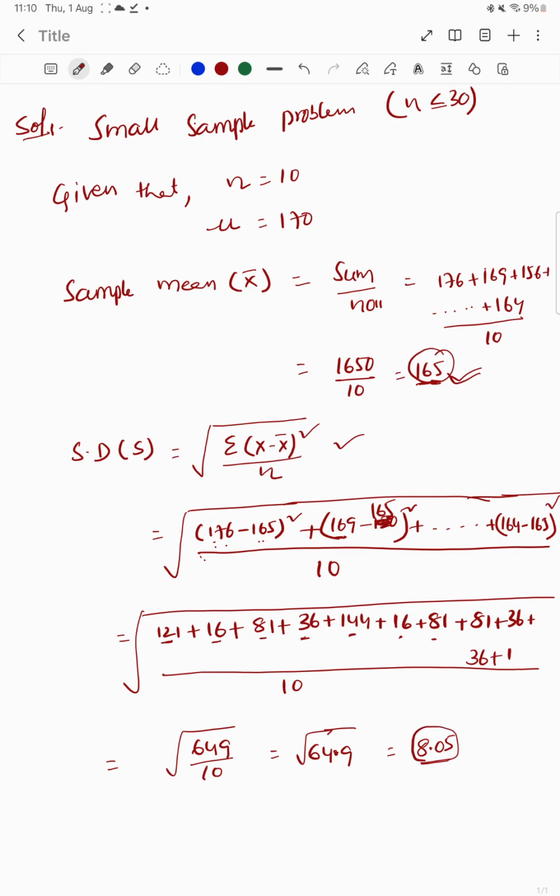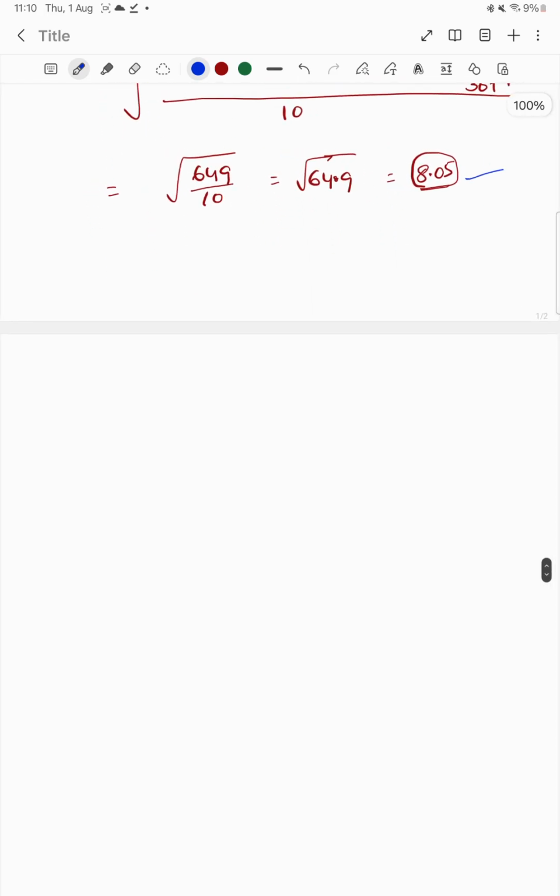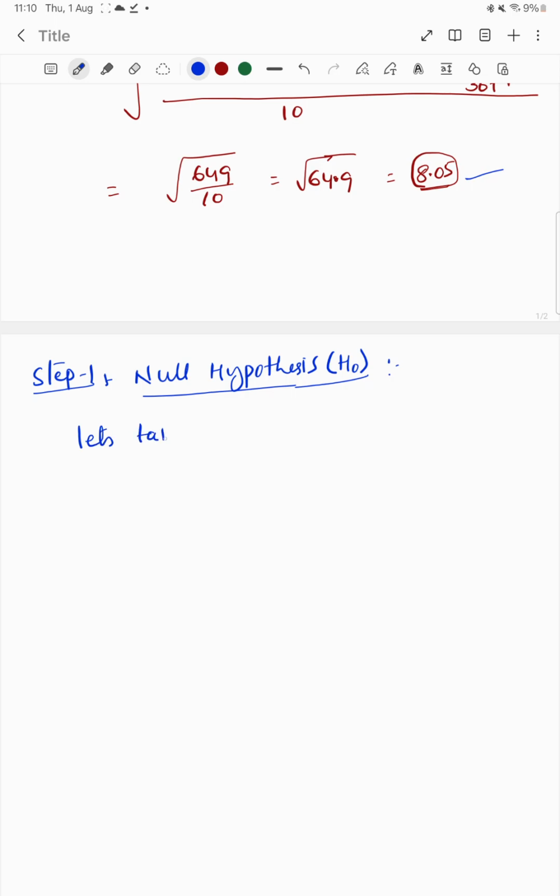Now I have everything: the sample size, the specified mean, the sample mean, and the standard deviation. Now we can go for the procedure of testing of hypothesis. As we know, in step 1 we have to go for the null hypothesis, H naught. While writing the null hypothesis, we take the claim as true.